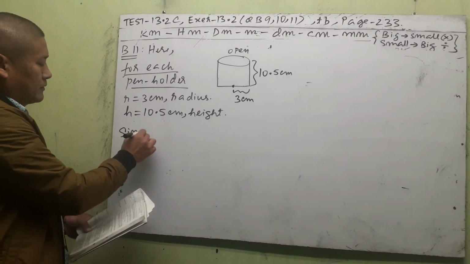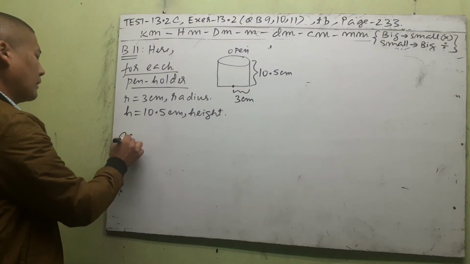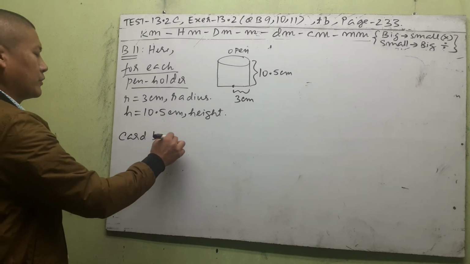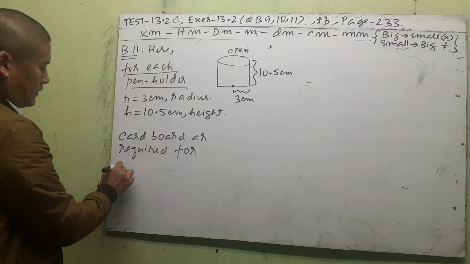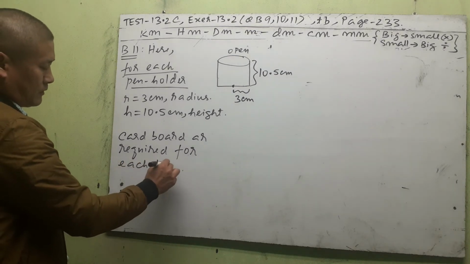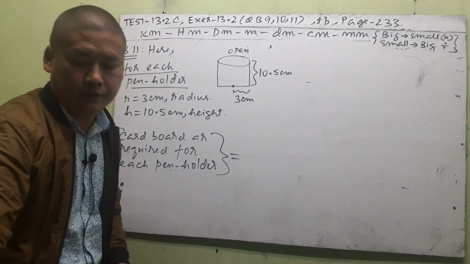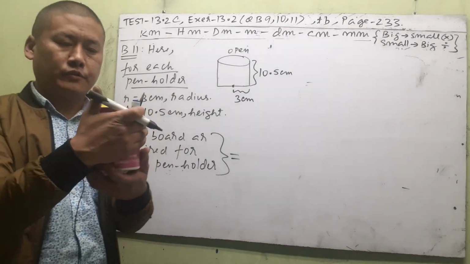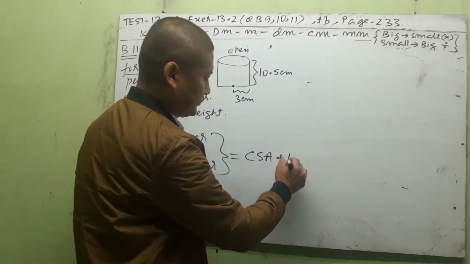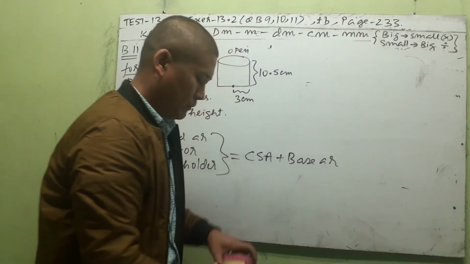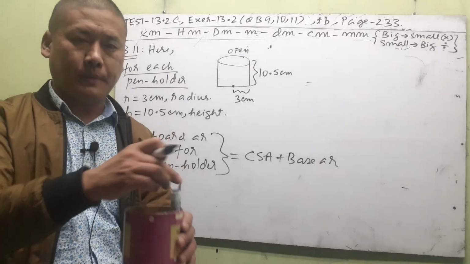So you write here, you can just write like this if you want. Now by our common sense also, cardboard area required for each pen holder will be equal to, you see, this is the pen holder, exactly the pen holder that I'm holding. This one should be there, so curved surface area plus the base area or bottom area. But the top area we should not put because it should be open to insert the pen. Bottom should be closed, base should be there to hold the pen.